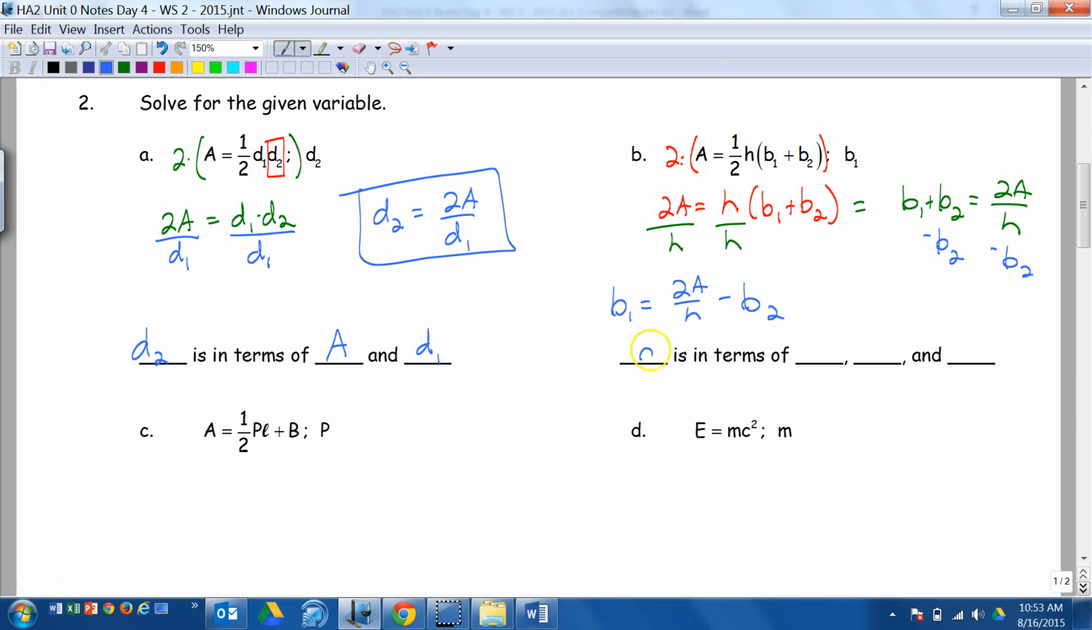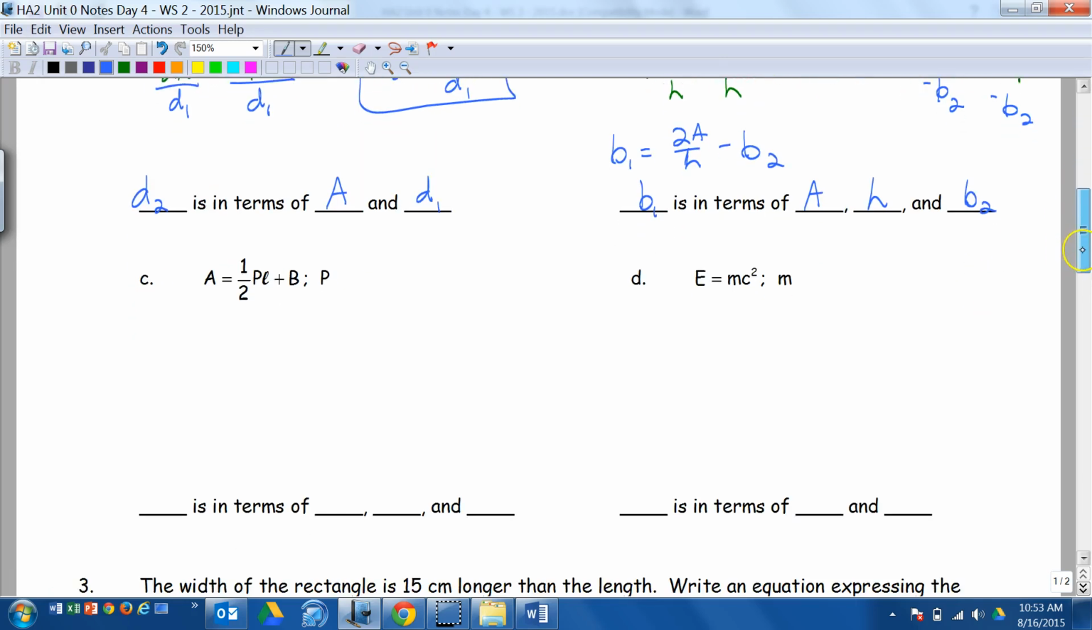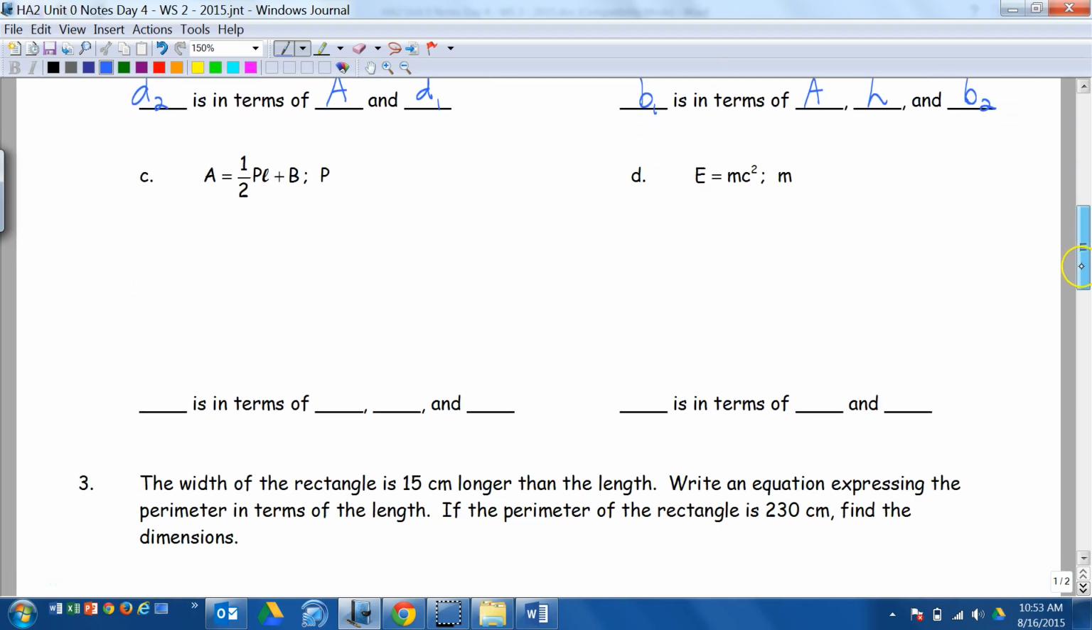And in this case, b1, or base 1, and hopefully you guys recognize this formula, this is the area of a trapezoid, is in terms of 3 variables. You need to know the area. In order to find the base 1, you need to know the height, and you need to know the other base 2. Okay? Alright, let's do a couple more.